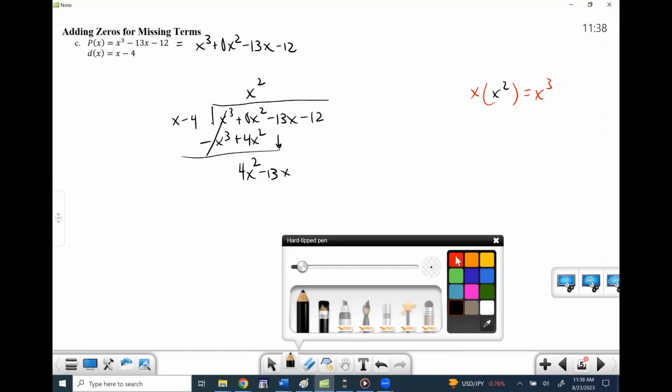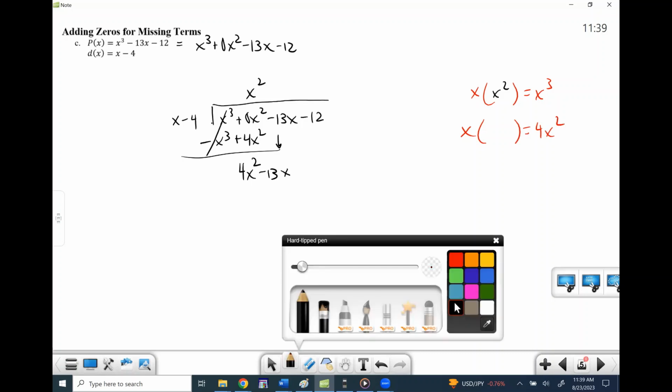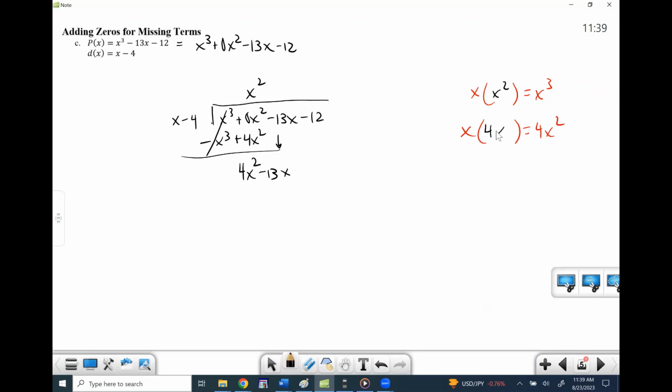All right, so now if we look at just the fronts, we're saying x times what gets you 4x squared. It looks like we're going to need a 4 and 1 more x to give us a total of 2 x's. So plus 4x. So 4x times x is 4x squared, change the sign. And 4x times negative 4 is negative 16x, change the sign. These cancel, we get 3x when we add downward, bringing down the next term.